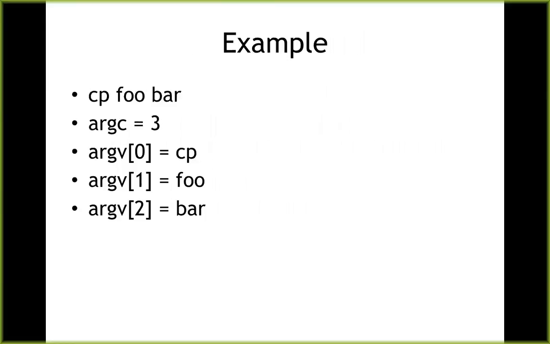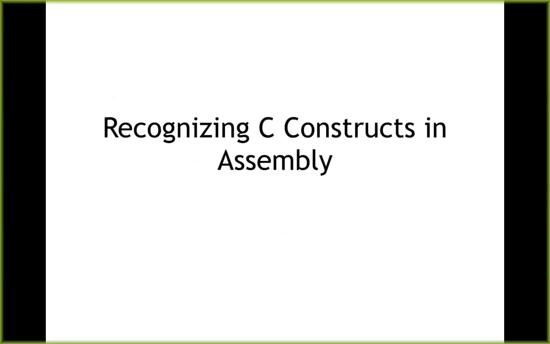The argument count is 3. The name of the program is 1. The first parameter, the second parameter, is 3. So argv[0] is cp. The first argument is foo. Next argument is bar. And now it enters main with those parameters and executes a copy routine. It creates a new file and moves the contents of one file to the other.